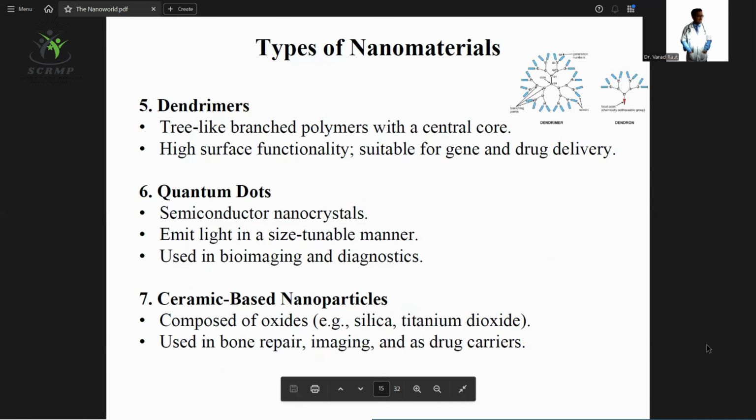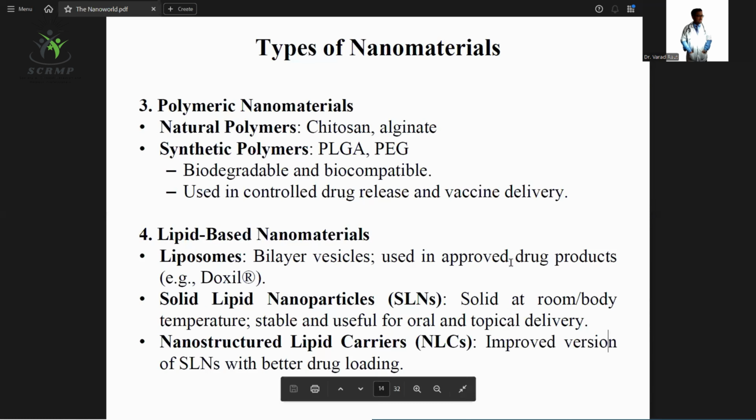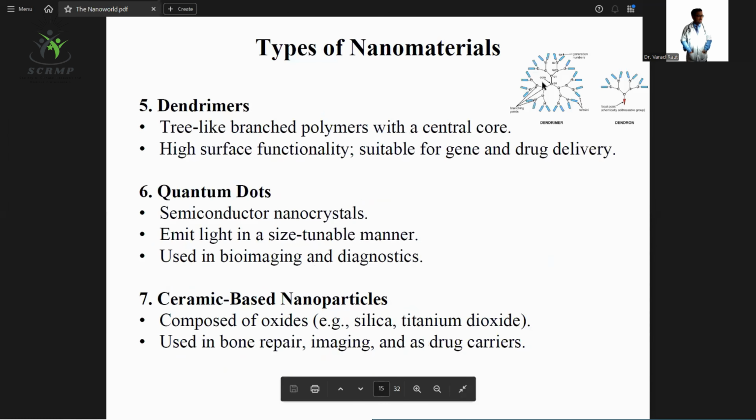So the next type of nanomaterial is dendrimer. It is a tree-like branched polymer with a center core, as we can see in the top right corner. The advantage of dendrimers is that they have high surface functionality, and the most important thing, they are suitable for gene and drug delivery. So these are the advantages of dendrimers.